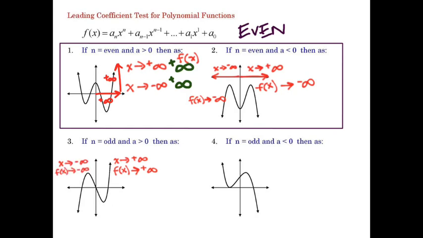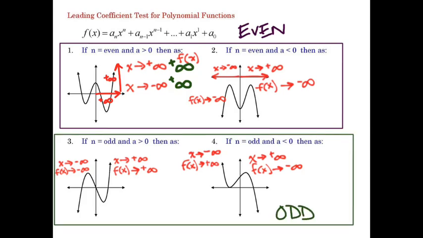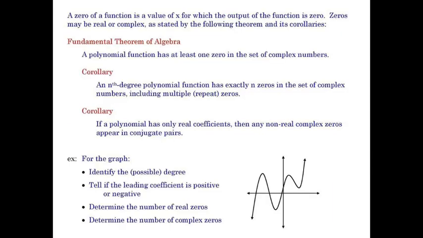And then same idea down here. As x goes to negative infinity, we'd have f of x going to negative infinity. As x goes to positive infinity, f of x, the function, goes up to positive infinity. And then we have our reverse ones for these here. And that's in odd degrees. So a cubic, 5th degree, 7th degree are going to have the same point of view.